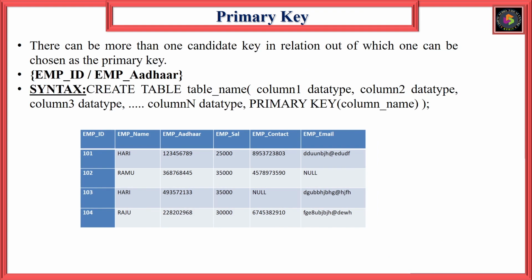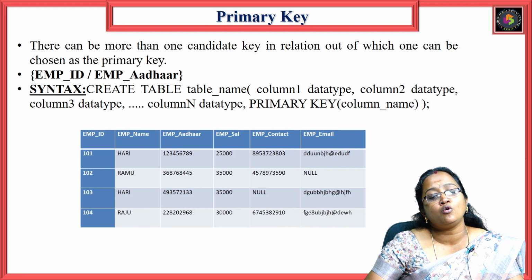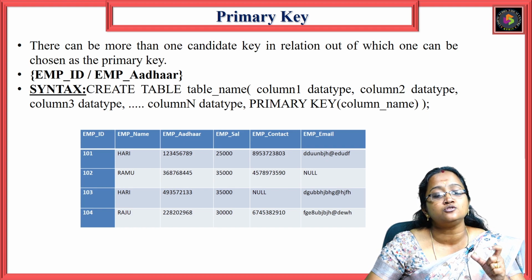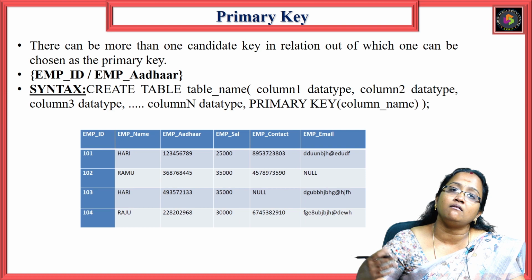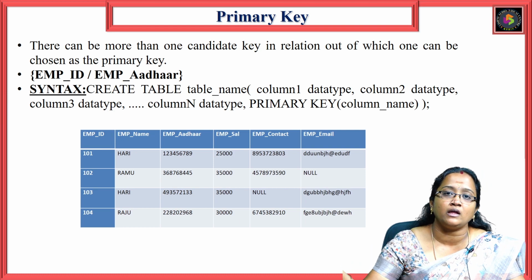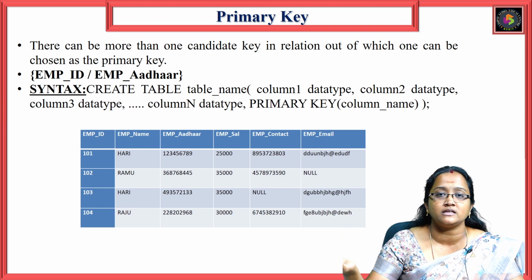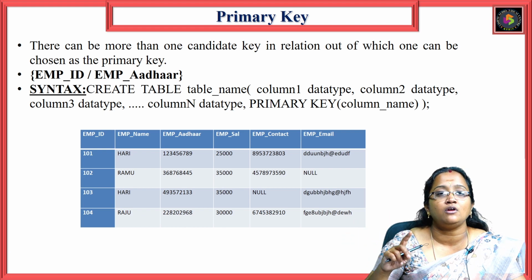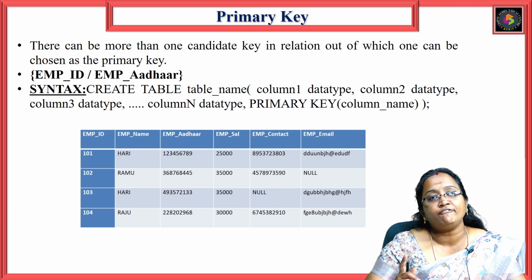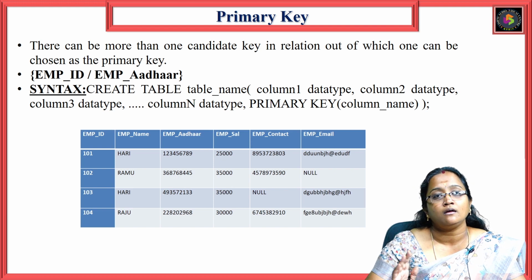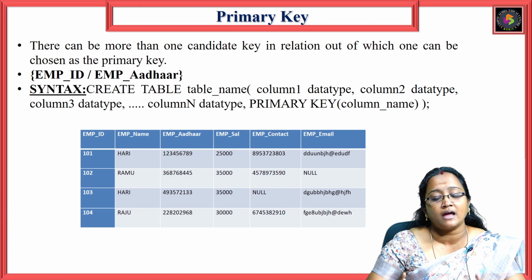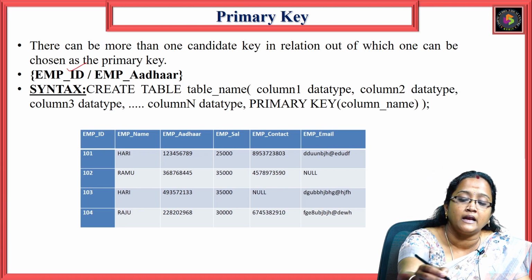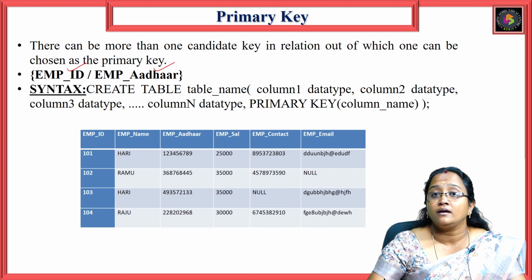Next, primary key. There can be more than one candidate key in a relation, out of which one can be chosen as the primary key. There can be two, three, four, five candidate keys based upon the relation. Among the candidate keys, we are going to take only one attribute as the primary key. Previously we have seen the example in which we took employee ID and employee Aadhaar as candidate keys.